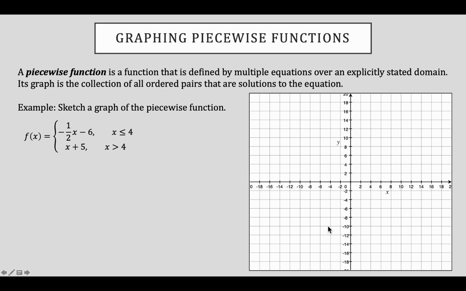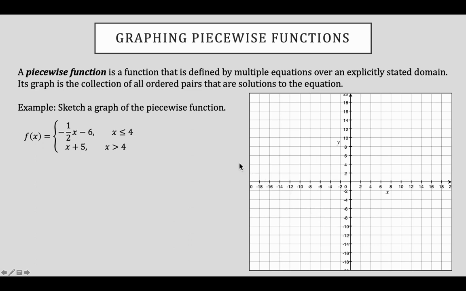So earlier in the chapter, we talked about piecewise functions and evaluating piecewise functions. Now let's talk about sketching their graph. As you may recall, a piecewise function is a function that is defined by multiple equations over an explicitly stated domain. Its graph is the collection of all ordered pairs that are solutions to the equation.